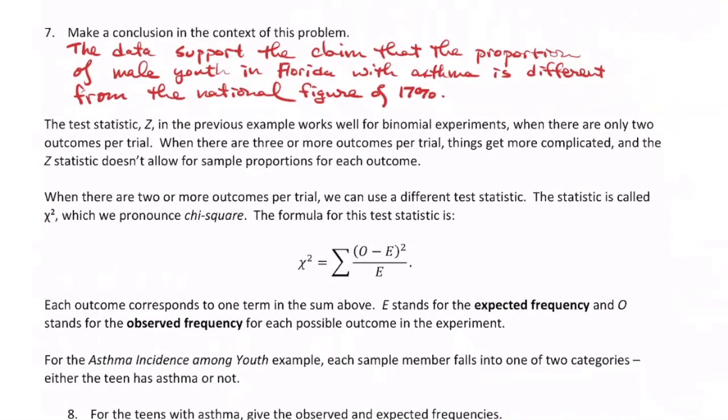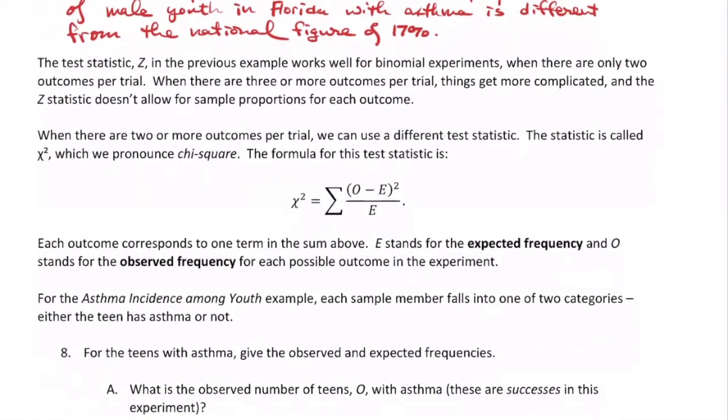So it says the Z statistic in the previous example works well for binomial experiments, but that's when there are only two outcomes per trial. When there are three or more outcomes per trial, things get more complicated, and the Z statistic doesn't allow for sample proportions for each outcome, so that's our problem. When there are two or more outcomes per trial, we can use a different test statistic. The statistic is called chi-square, okay, and that's the notation there for the Greek letter chi.